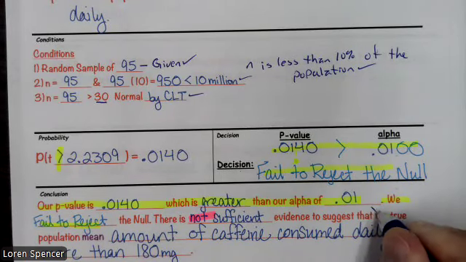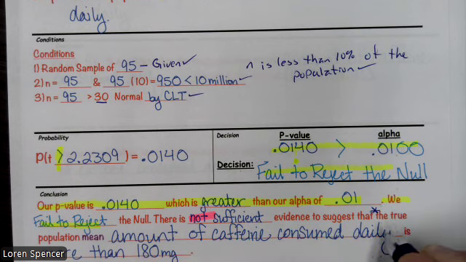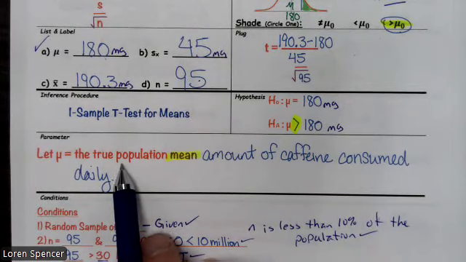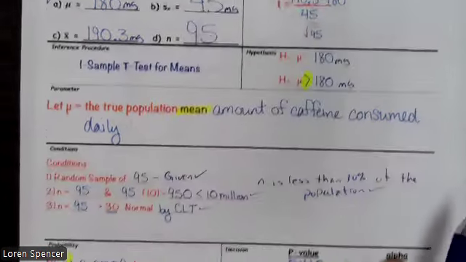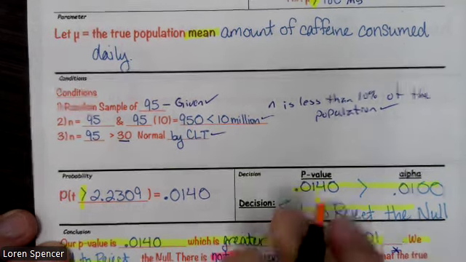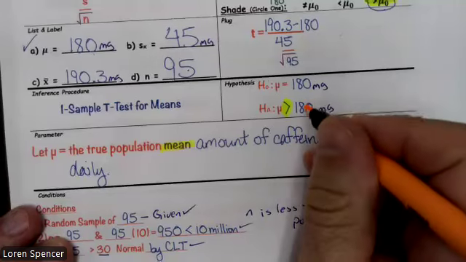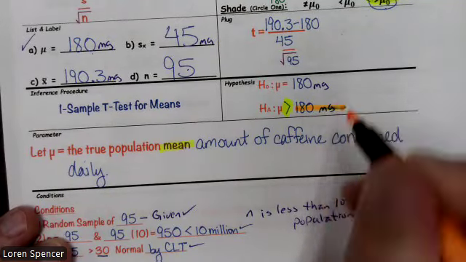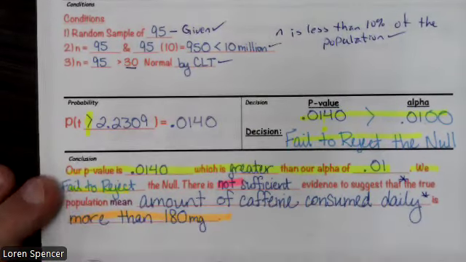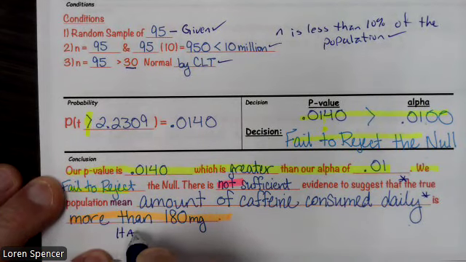Now, the true population mean amount of caffeine consumed daily, that's just a restatement of our parameter. The true population mean amount of caffeine consumed daily is more than 180. Well, where did that "is more than 180" come from? That's our alternative hypothesis, which says greater than 180. So more than 180. So please remember this part right here is our alternative hypothesis.